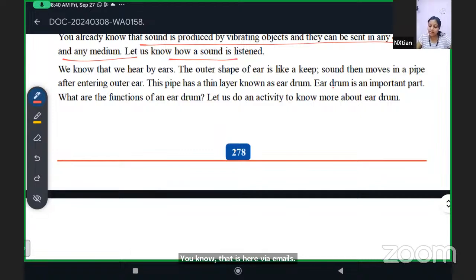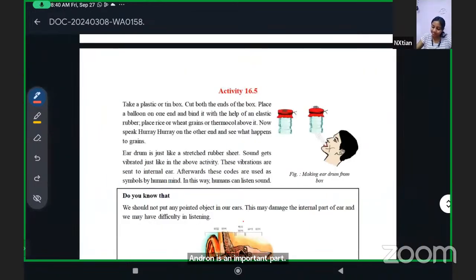The outer shape of our ear is like a key. Sound then moves in a pipe after entering the outer ear. This pipe has a thin layer known as the eardrum. Eardrum is an important part. What are the functions of the eardrum?